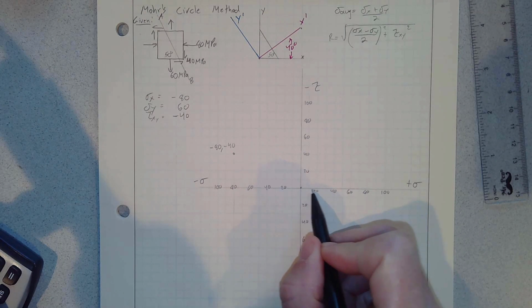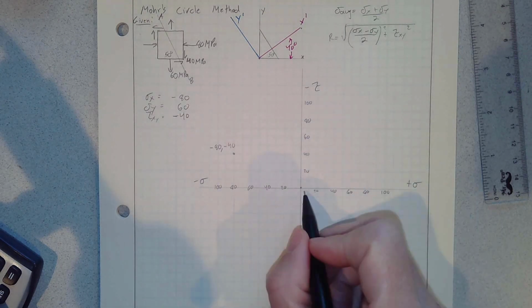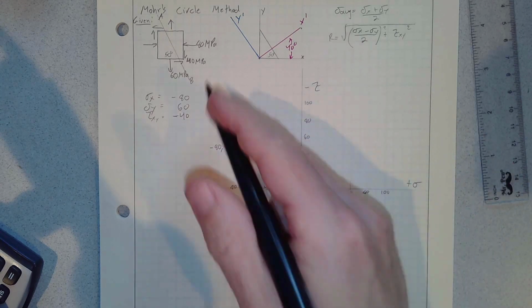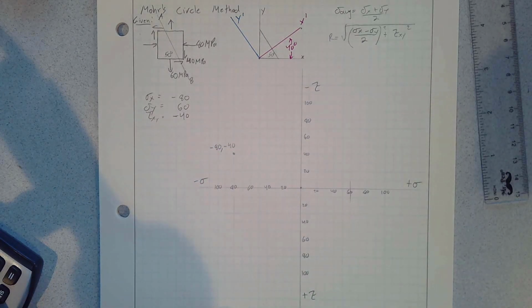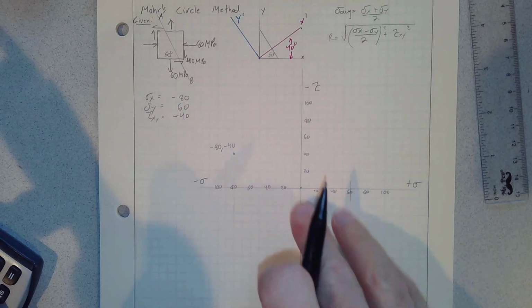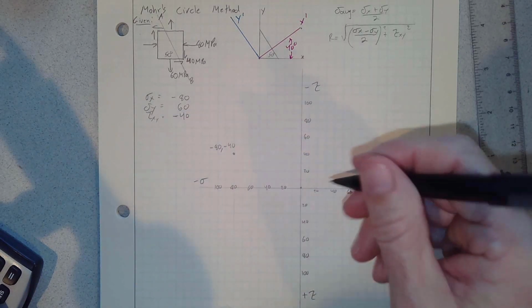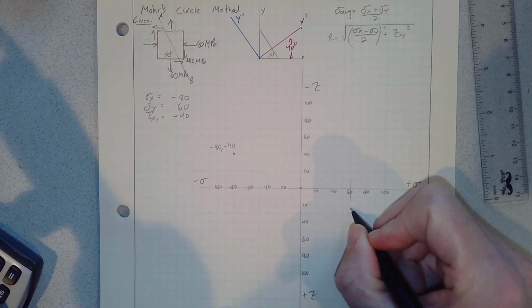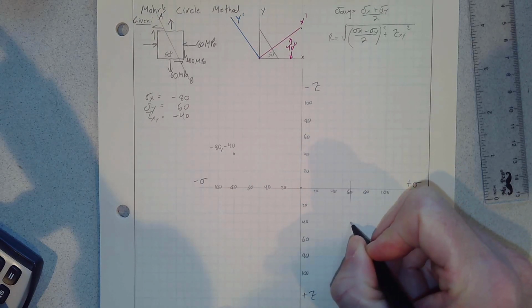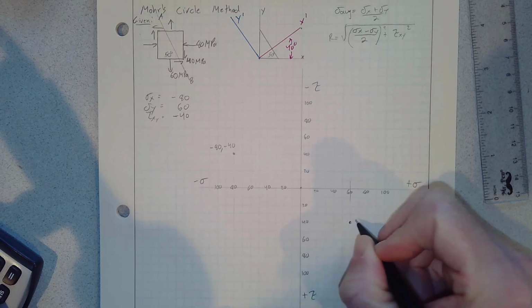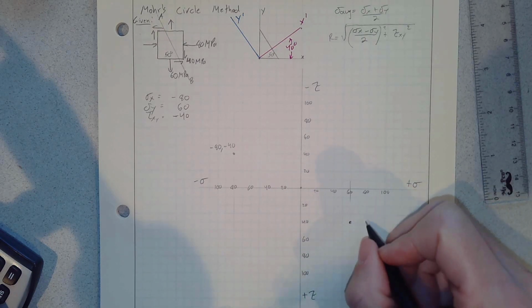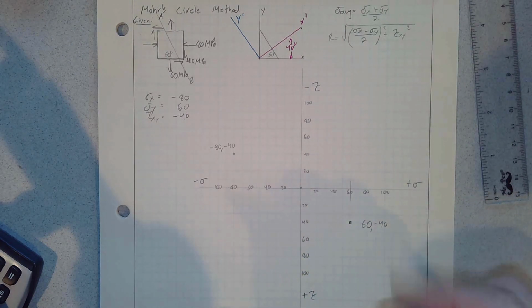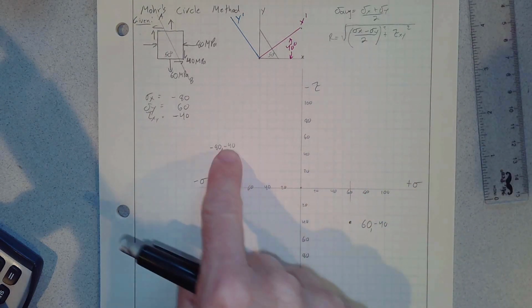So 60 megapascals normal, and this was positive, so I'd be moving to the right on the plane. So that's going to be somewhere along here. And once again, I have 40 megapascals of shear stress, right? The shear stress doesn't change in magnitude. So 60, and now I'm looking at 40 because I'm down there. So now I have 2 points on this. So this is 60, negative 40. Okay, so those are 2 points on my circle.